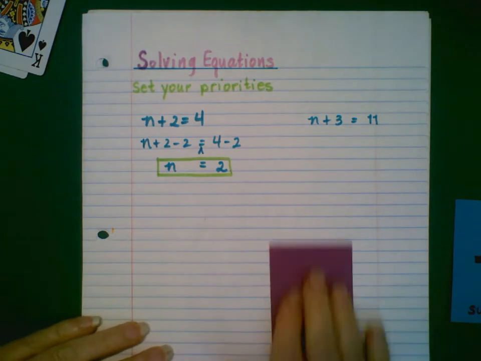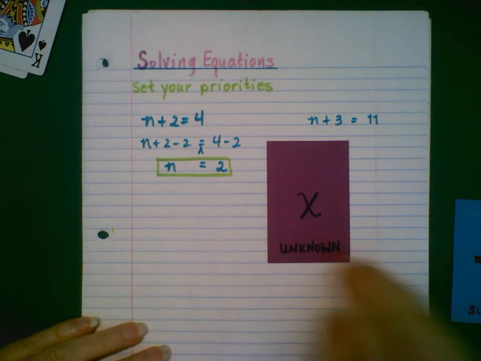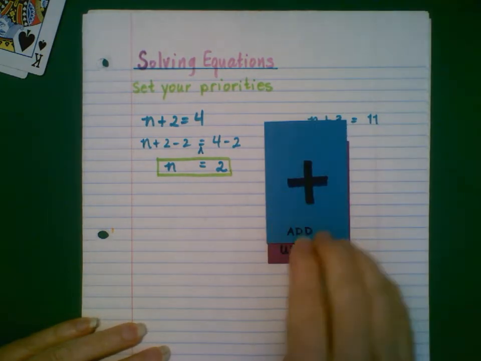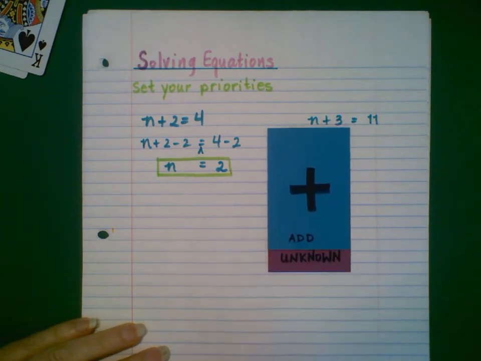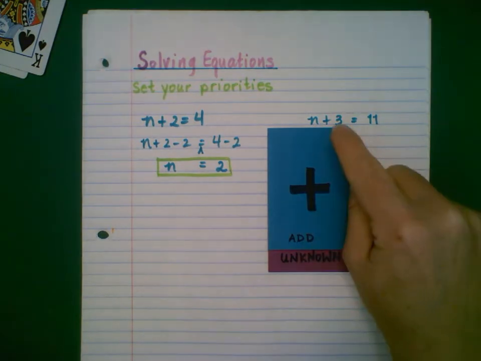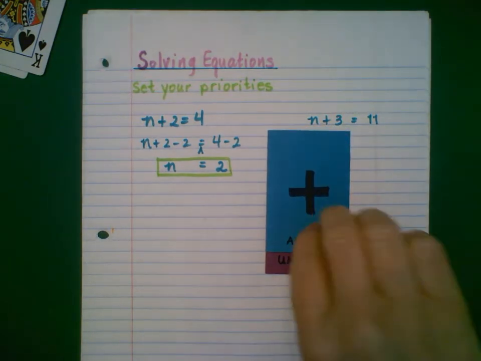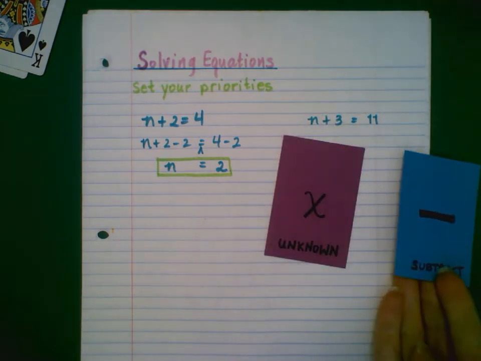So again, on the left-hand side of my equation, I have an unknown. And the change that has been done to that unknown is that 3 was added to it. The result is 11. So in order to get rid of that 3, get rid of this card that's been added here, I'm going to have to subtract.